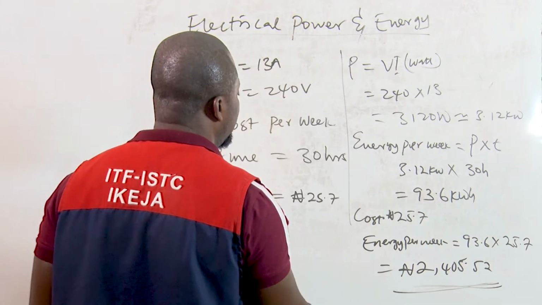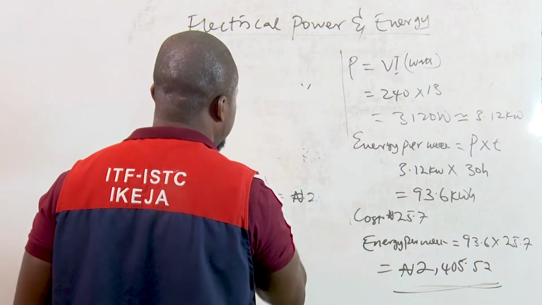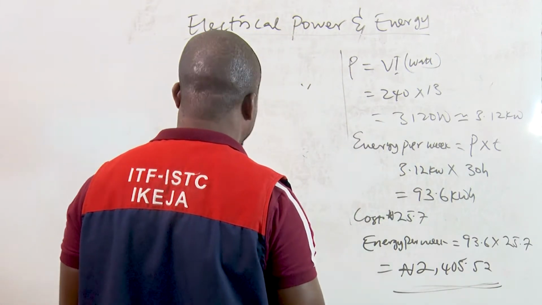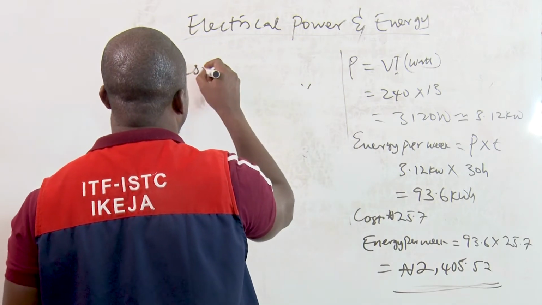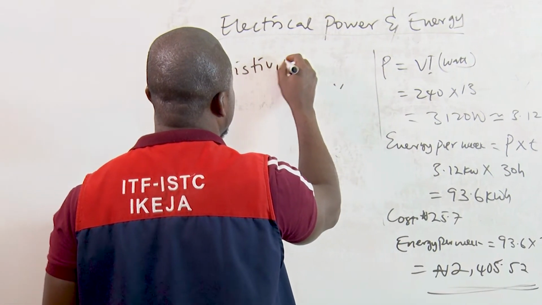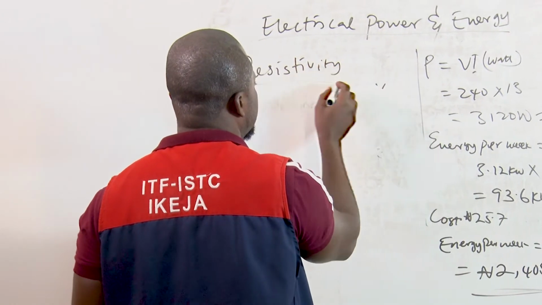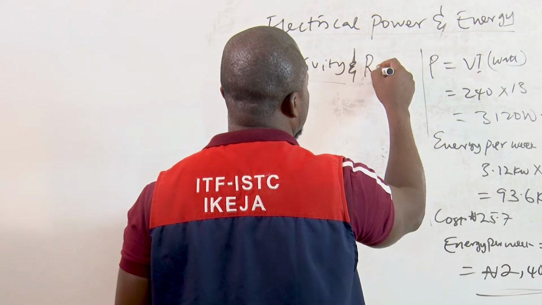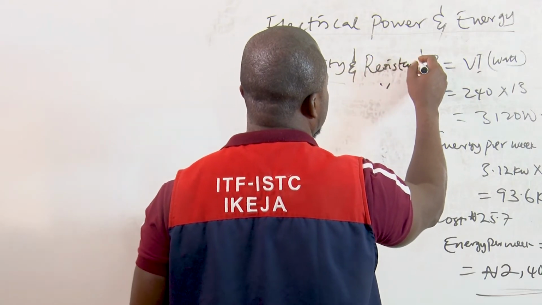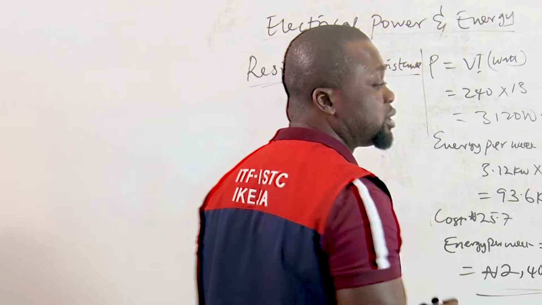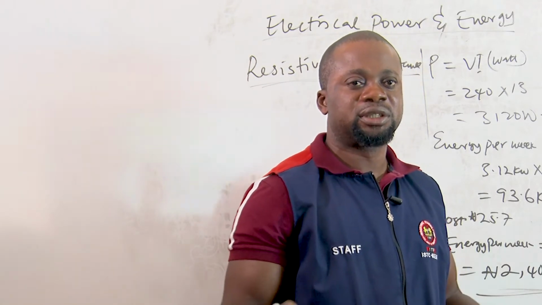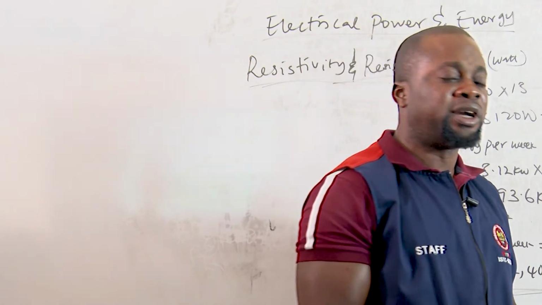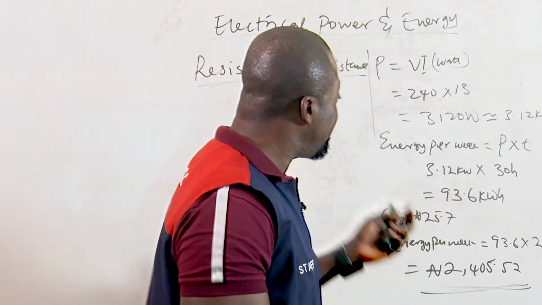So from there, we looked at resistivity. What is resistivity and resistance? The resistance of an electrical conductor depends on 4 factors.